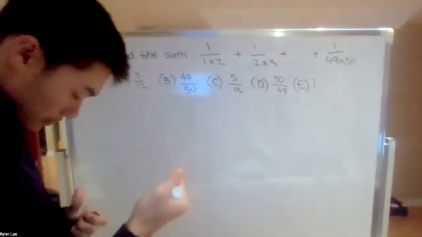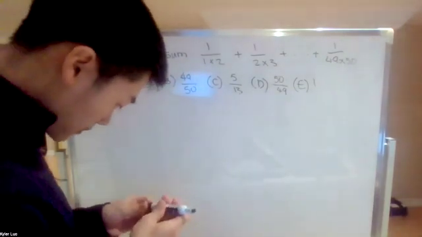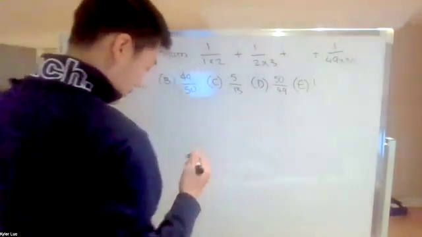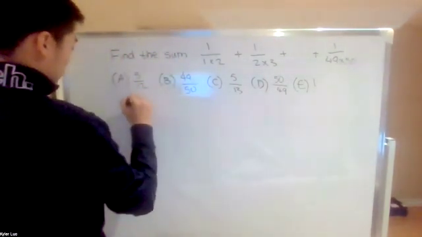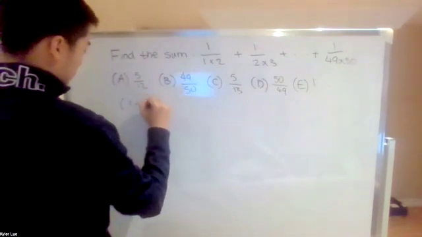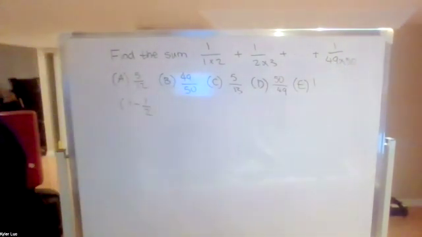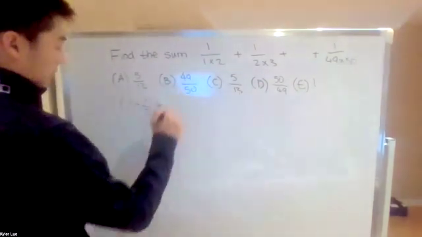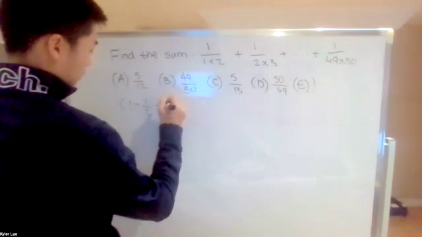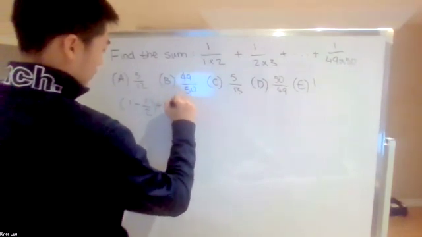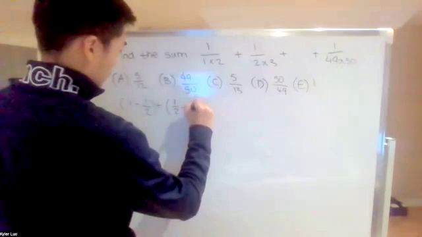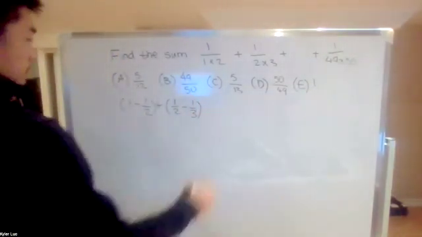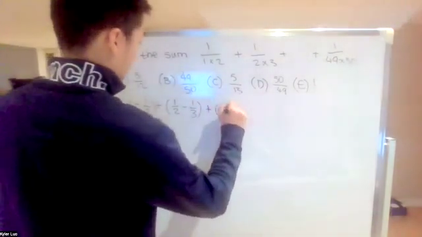First, for 1 divided by 1 times 2, we can write it as, in brackets, 1 minus 1 over 2, and then plus, in brackets, 1 over 2 minus 1 over 3. I'm just going to say one more of that, and I'm going to write plus, in brackets, 1 over 3 minus 1 over 4.